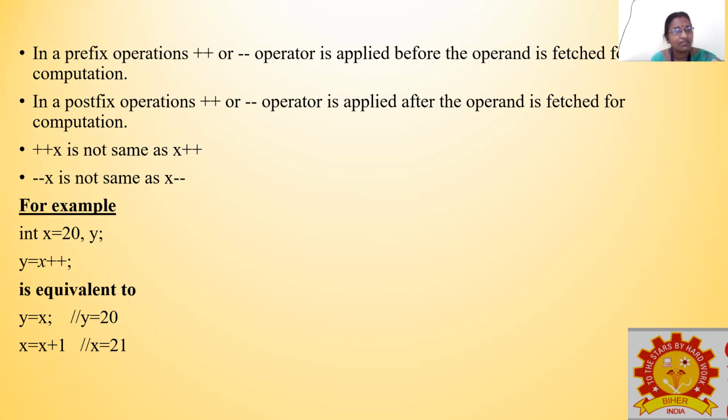So now y is assigned x plus plus, which is equivalent to, first, what is x plus plus? First assign the value of x to y, and then increment x value. Clear? So y equal to x plus plus is equivalent to, first assign the value of x to y and then x value is incremented by 1. So in this way, y will be equated to the value of x, that is y becomes now 20. Then x value is incremented by 1, so x now becomes 21.